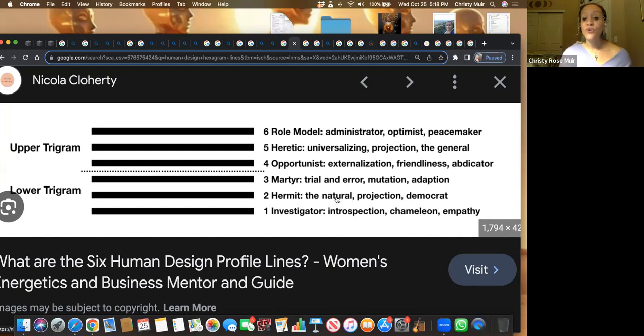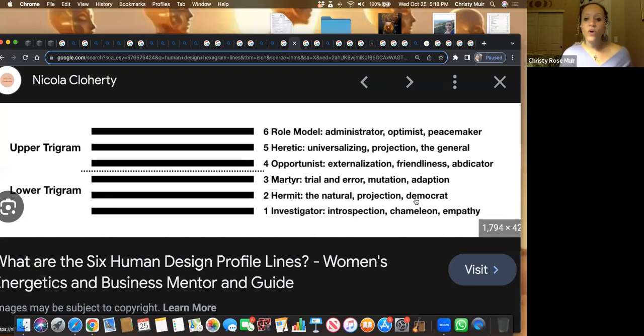So the hermit is the natural. The hermit gets projected onto because there's a natural brilliance that emerges from the hermit. And when others see it, they sometimes project onto that energy what they think they want or what they think that hermit is about. And it may or may not be true. The hermit is also the Democrat.